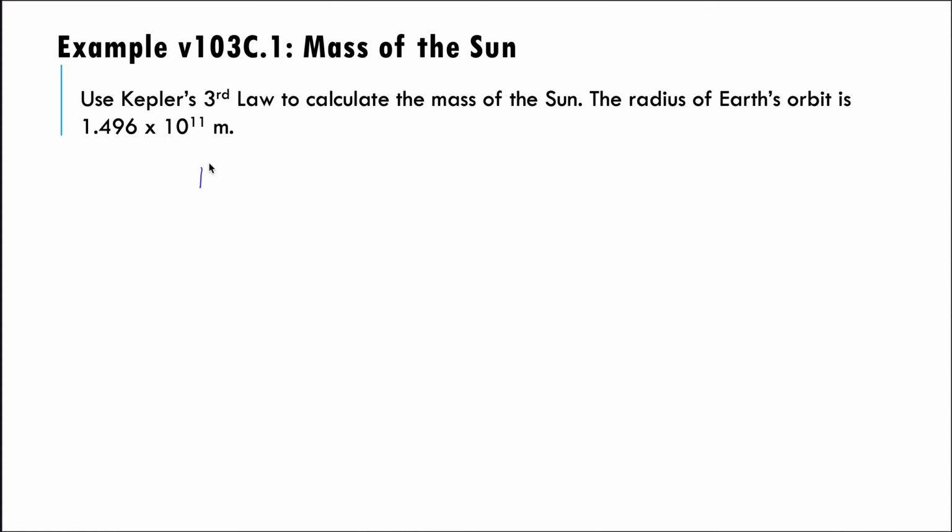We can use Kepler's third law, which said that the period squared is equal to 4 pi squared over G times the mass of the Sun, times the radius cubed, so it is proportional to the cube of the radius of the orbit. We just need to solve for the mass of the Sun in this equation. So when we solve for the mass of the Sun, we're going to get 4 pi squared r cubed, then we're going to divide by T squared.